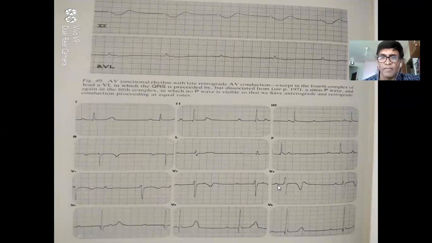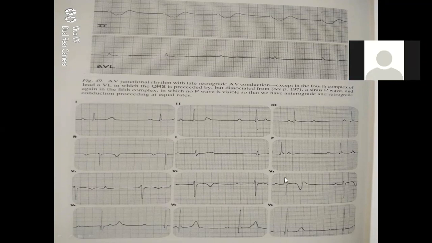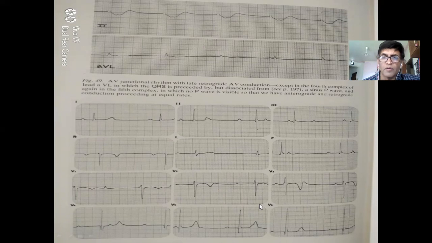Okay. Then the PR interval is prolonged. Very good. Q wave is not there. R wave is not equivocal. S wave is more than R wave. And T wave is inverted. So is this ECG normal or abnormal? Abnormal. Can you find out what is the abnormality?